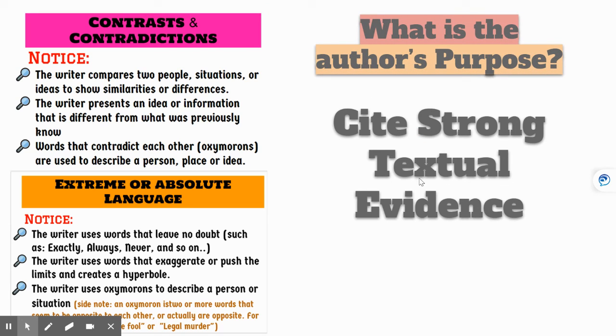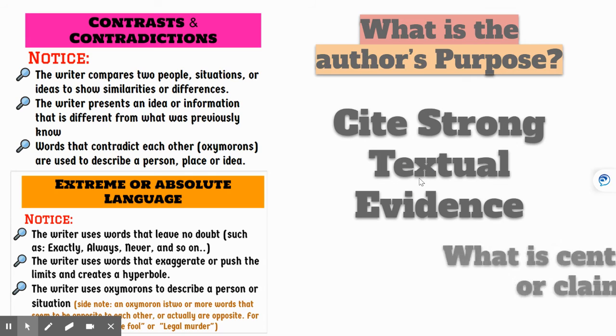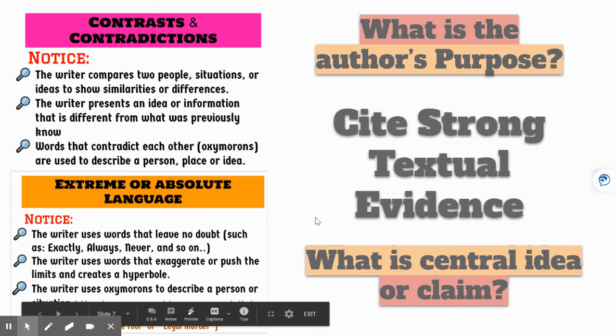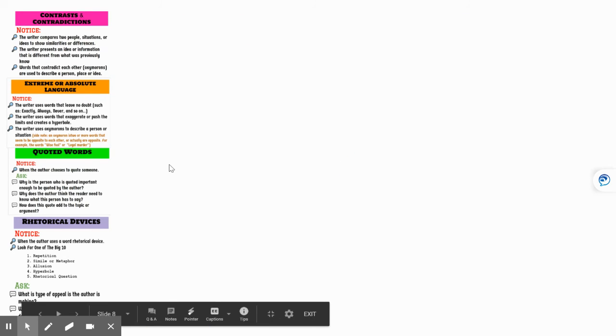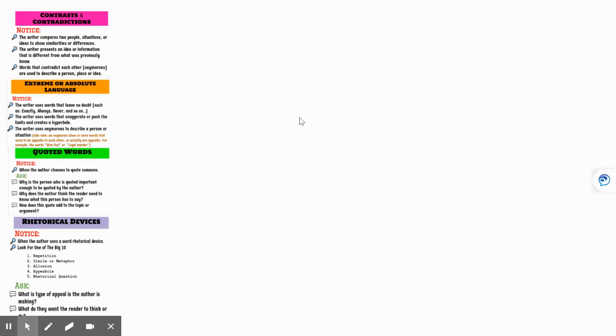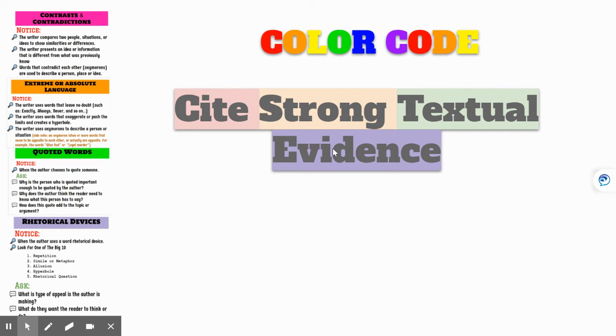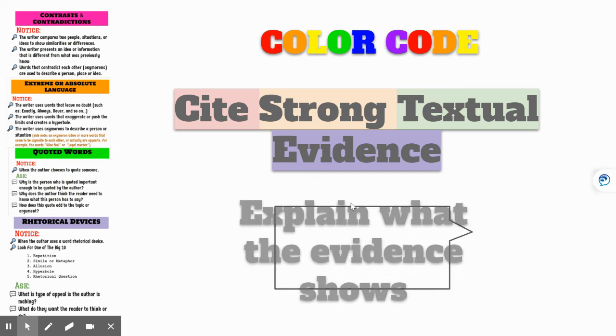When we highlight, remember, we need to make sure we are annotating that. And we could also be answering the question, what is the central idea or the claim? So again, when we're highlighting these, that's the kind of evidence we are looking for. With our new ones, we are looking for the quoted words and rhetorical devices. But no matter what, we need to remember to follow the color coding, because color coding them helps us to remember exactly what kind of answers they are, so that we can go back and know what kind of strong textual evidence we are going to be using to present.